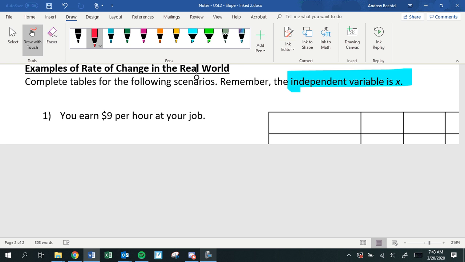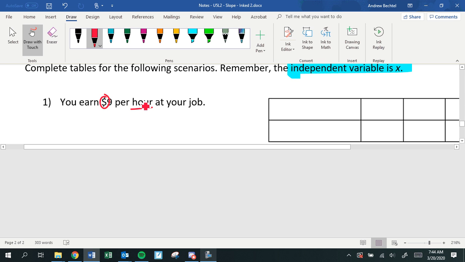Number 1, you earn $9 per hour at your job. First thing I'm going to figure out is our variables. Well, I hear $9 per hour. Dollars and hours are both measurements of real-world quantities, and they have numbers with them. Which one is your input and which one is your output? We've got hours and money.